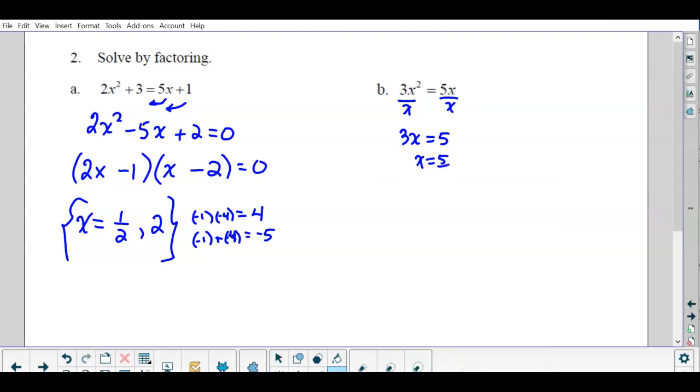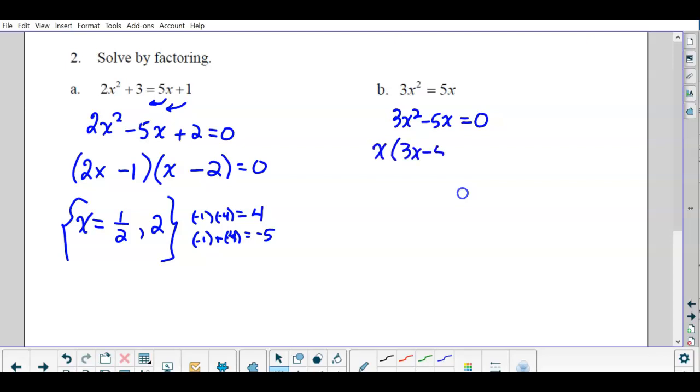So here's what you want to do, is get everything to one side, just like we did there. So no different. Okay, factoring. This one's easy. It's just a common factor.